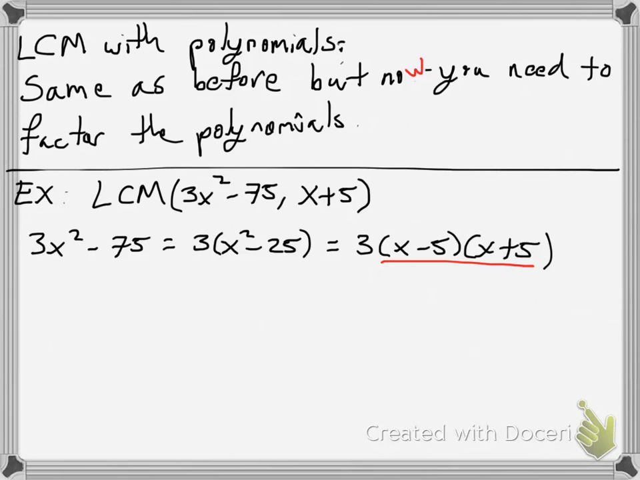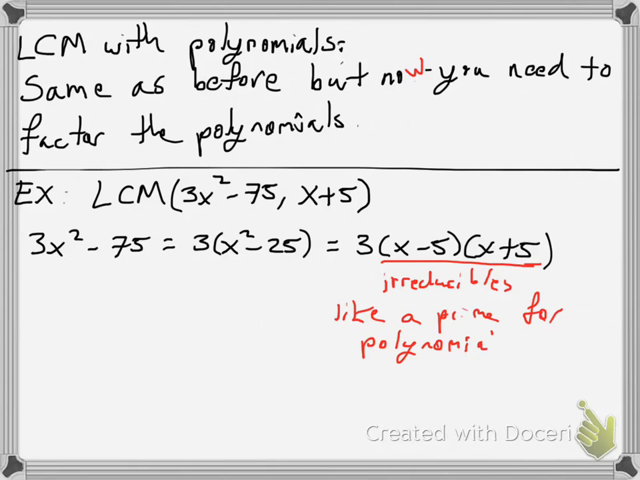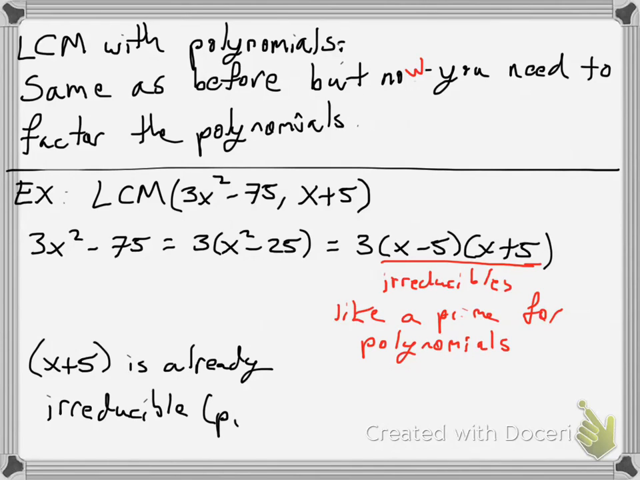Okay. Now you see that 3 out in front there. We'd find the LCM of 3, and if we had any other numbers, we'd play the same game. And then we'd play a similar game with our factors now. I mentioned that x minus 5 and x plus 5 are irreducible. This is kind of like primes for a polynomial. So we were looking at the LCM of 3x squared minus 75. We went ahead and factored that. It was 3 times x minus 5, x plus 5. Our other one was x plus 5, and that's already irreducible. It's already a prime.